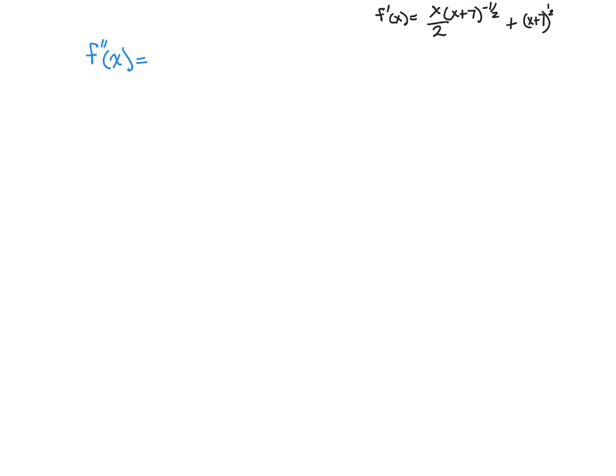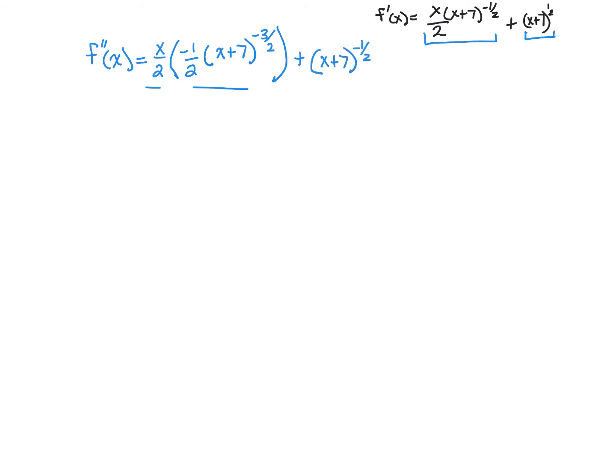So when I take my second derivative, I'm going to use the product rule here and then just the chain rule here. So product rule is going to give me my first, the derivative of the second is minus 1/2 x plus 7 to the minus 3/2. So that's the first times the derivative of the second, plus the second times the derivative of the first, plus, and now we're taking the derivative of this, 1/2 x plus 7 to the minus 1/2.